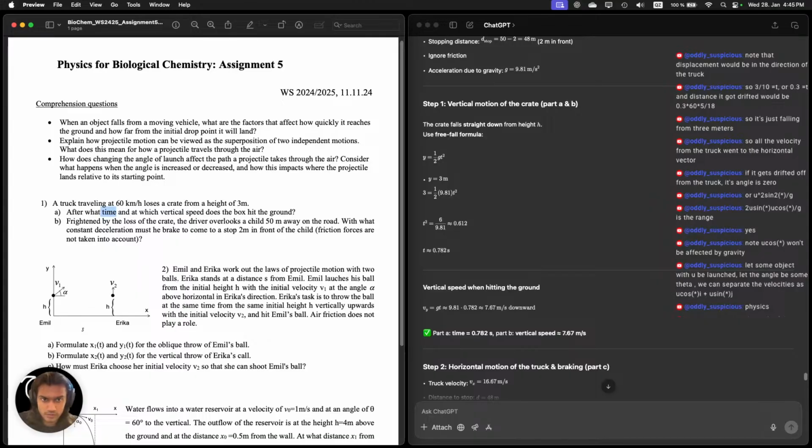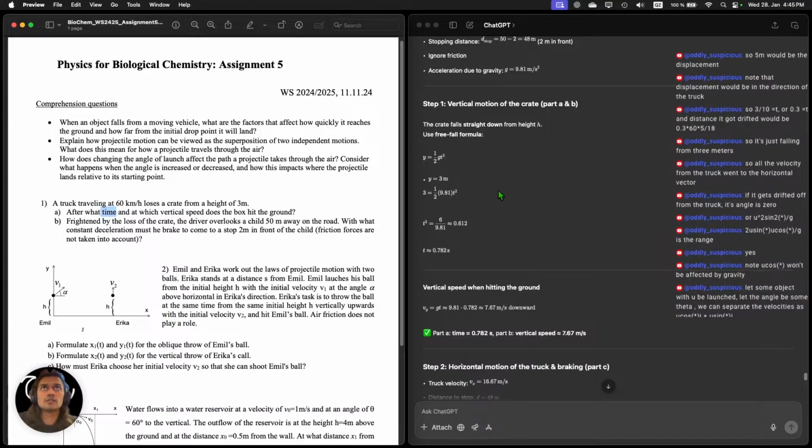So 3 by 10 equals t, or 0.3 equals t. Wait, what do you mean 3 by 10? How did you get 3 by 10? 3 by 10. Oh, okay. Distance by time. No. Distance by acceleration.